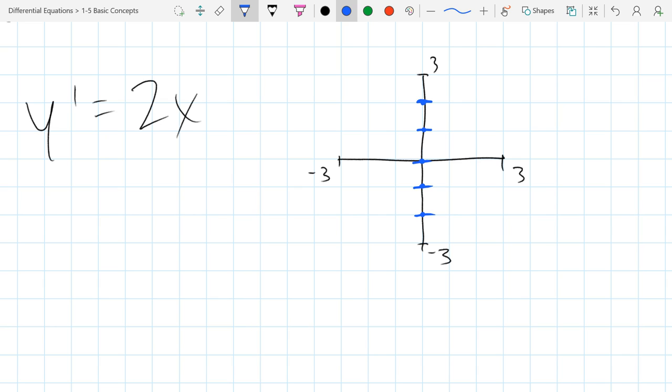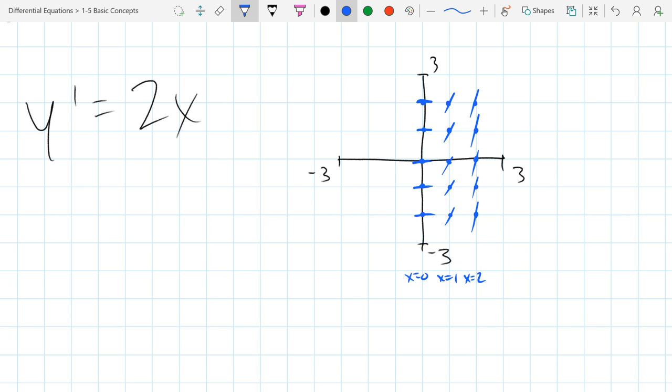What is our slope when x equals 1? 2. So graph little line segments with slope 2, and graph them on these 5 points here. And what is our slope when x equals positive 2? 4. So you're just basically doubling your x coordinate, and that's your slope. And if I went over to the right more, it would just get steeper and steeper and steeper.